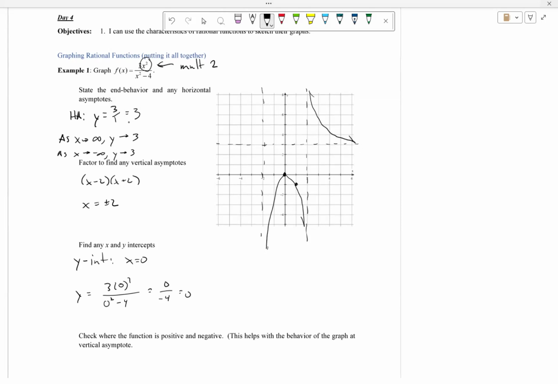You find this out based on the numerator. Multiplicity is based on the exponent, so whatever the degree of the numerator is. Let's talk about 3x cubed plus something, over x squared minus 9 or something. But like I said, that's the numerator.